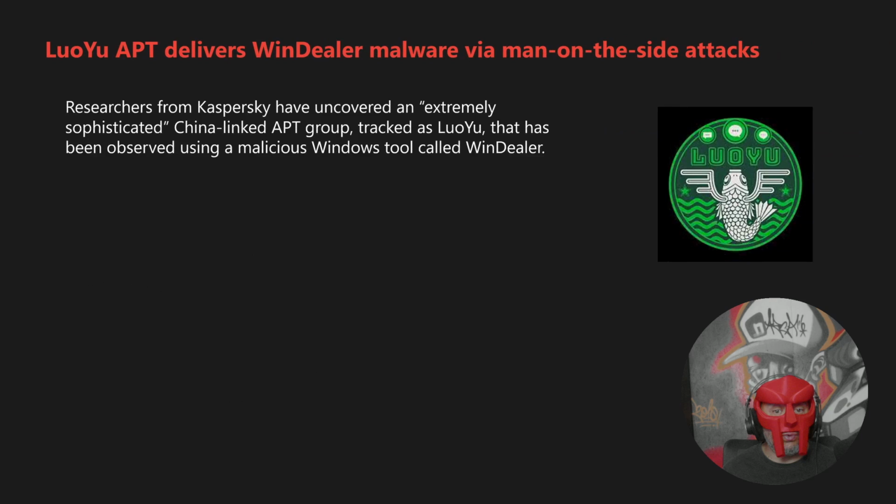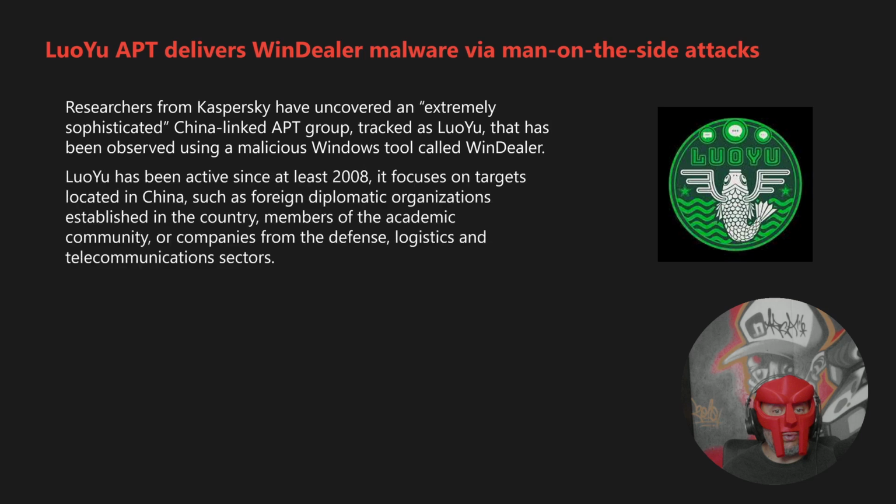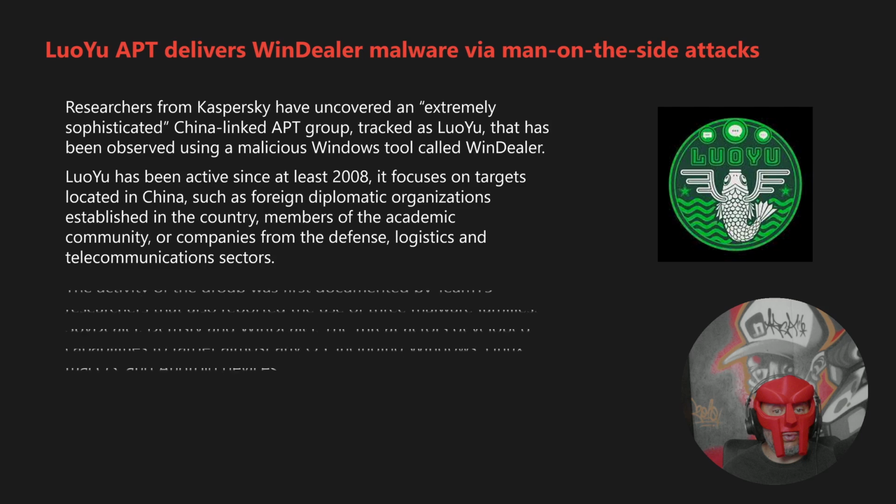Researchers from Kaspersky have uncovered an extremely sophisticated China-linked APT group tracked as LuoYu that has been observed using a malicious Windows tool called WinDealer. LuoYu has been active since at least 2008. It focuses on targets located in China, such as foreign diplomatic organizations established in the country, members of the academic community, or companies from the defense, logistics, and telecommunications sectors.